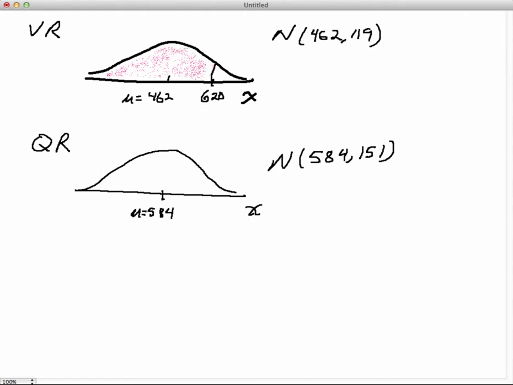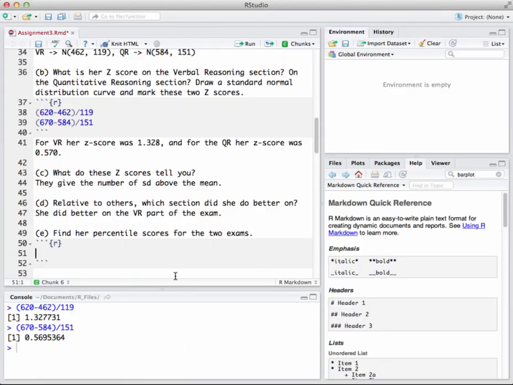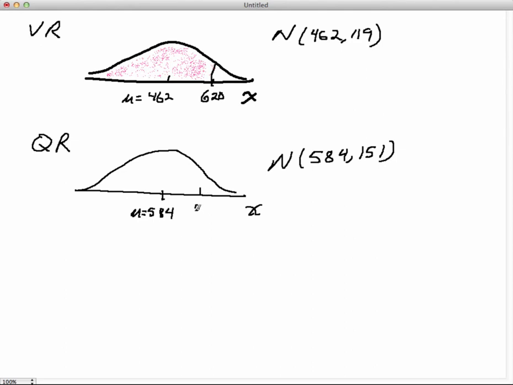And a similar situation is going on with the quantitative reasoning. We come back around over here and we see that she scored a 670 on that one. So 670 would be about there. And again, if we were to shade in the region, this region right here would be the corresponding percentile. So how do we actually do those calculations?